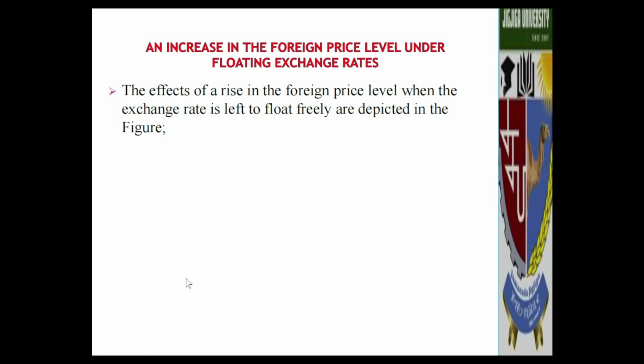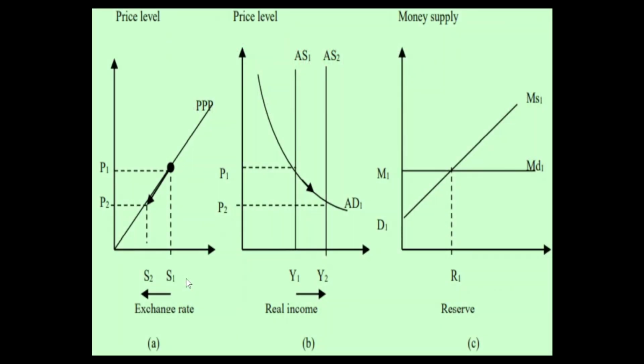And the other one is an increase in the foreign price level under floating exchange rates. The effect of a rise in the foreign price level when the exchange rate is left to float freely is depicted in the figure. So this is what we need to consider here. The income is increased from Y1 to Y2 and the exchange rate is decreased.